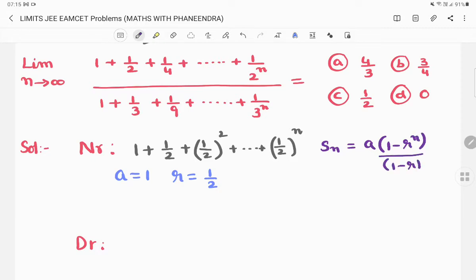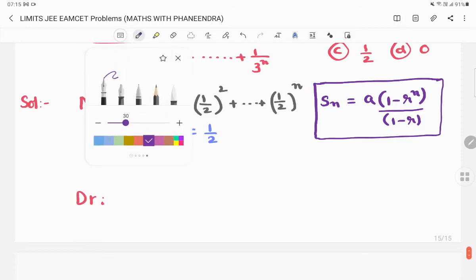minus r. Sir, why sir you are writing only this formula? Why can't we write r power n minus 1 by r minus 1? Because r value is less than 1, now by observing r value 1 by 2. So that is the reason we are applying this formula. I hope everyone understands. So now the numerator value we are going to evaluate.